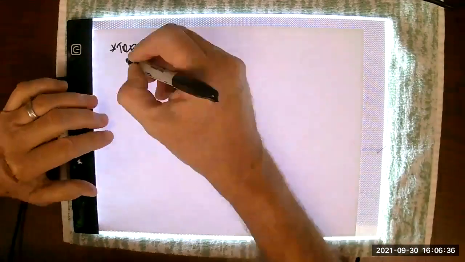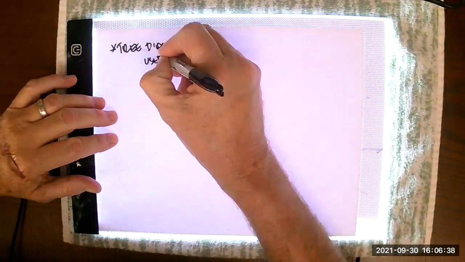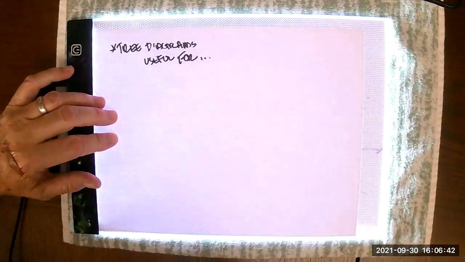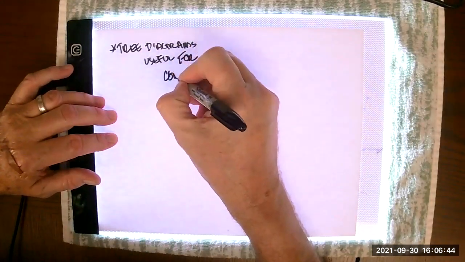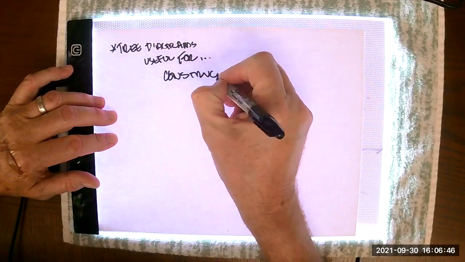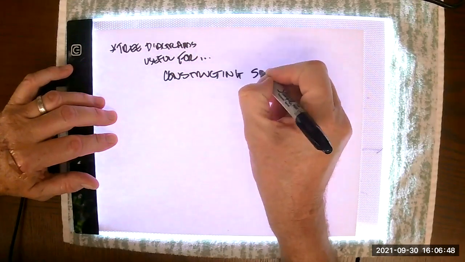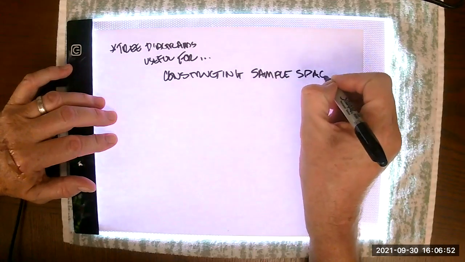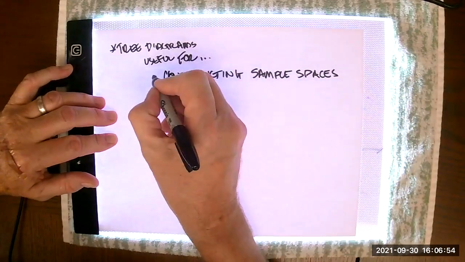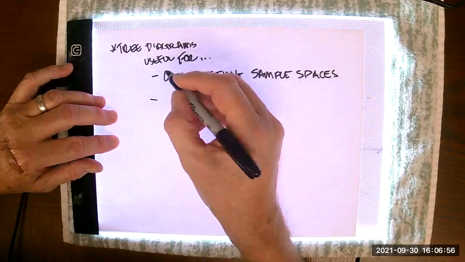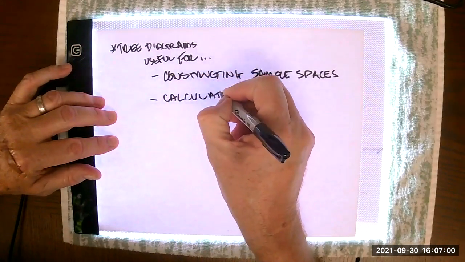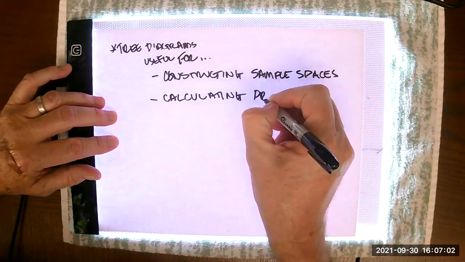All right, today I want to talk about tree diagrams. They are useful for a couple of different things. They are useful for constructing sample spaces, and they are very useful, or can be useful, for calculating probabilities.